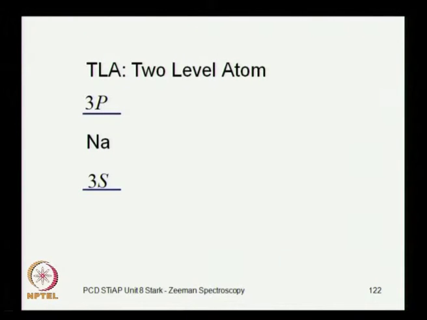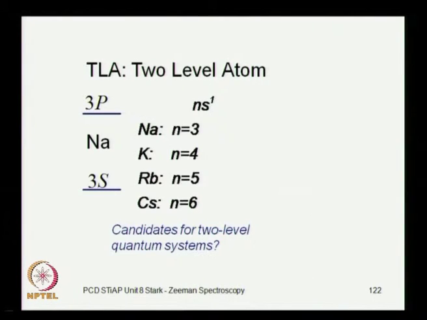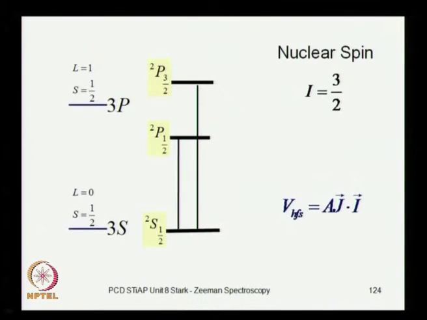There are other things that one has to worry about. You of course need a 2 level atom, and you might think of taking something like the sodium atom which has the 3s ground state and the 3p excited state, but of course there are other candidates in the alkali atom group 1. You can work with potassium, rubidium, cesium and so on. All of these are candidates for 2 level quantum systems, but these are not strictly 2 level atoms, because we know that there is a fine structure.